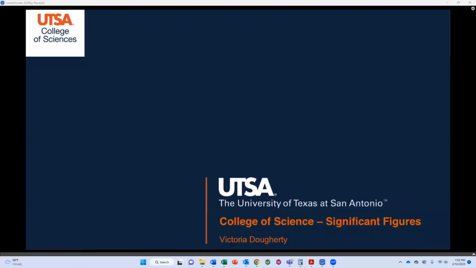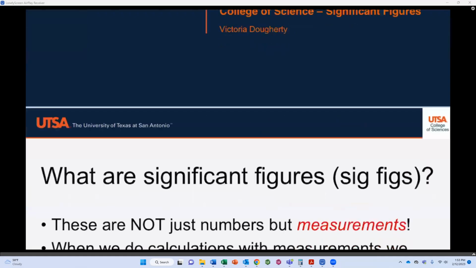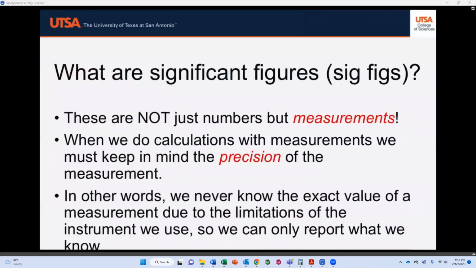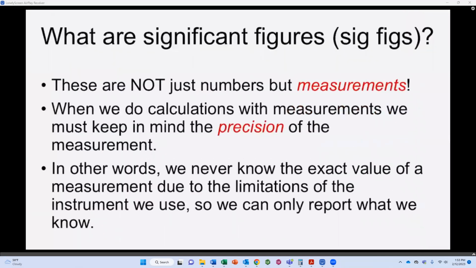Okay, guys, my name is Victoria Doherty, and we're going to have a little chit chat about significant figures and what they really are. So, now that we're all going to school to become scientists or engineers or even working in the medical profession, we have to realize that not all numbers are significant. And how do we determine whether they're significant or not?